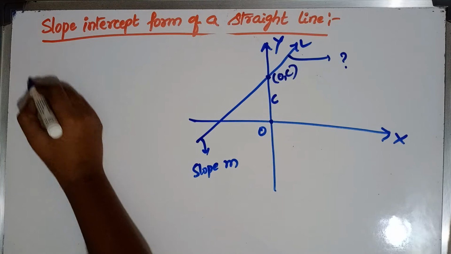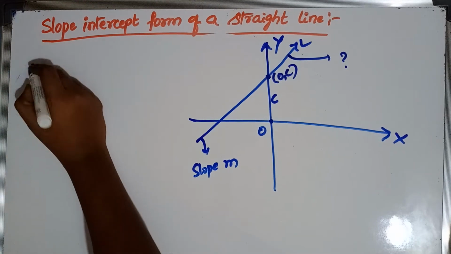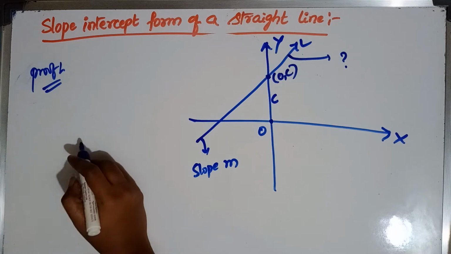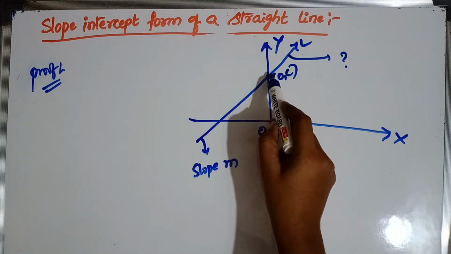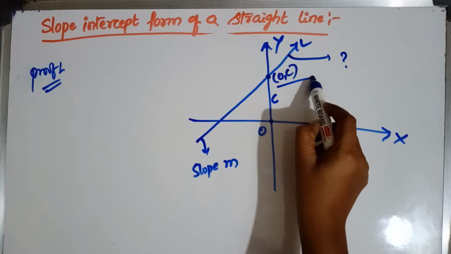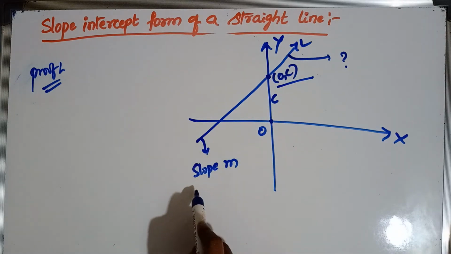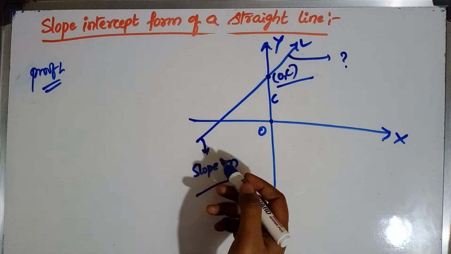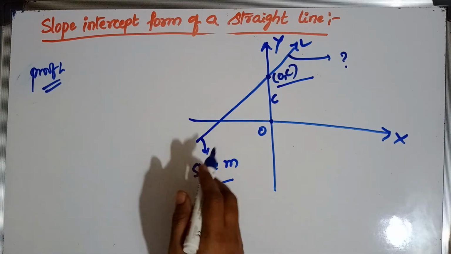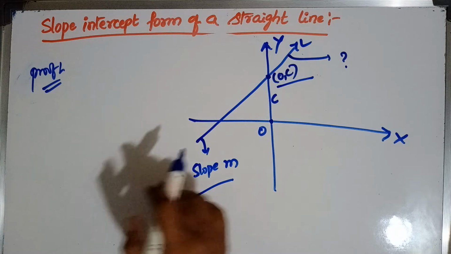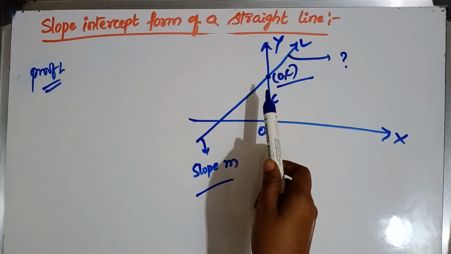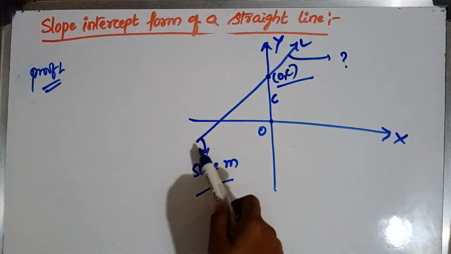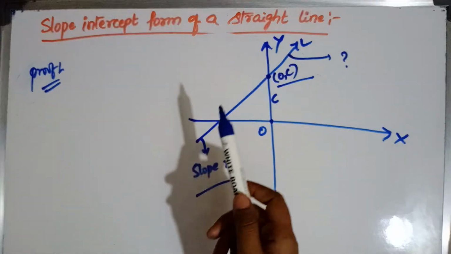Solution, proof. Since this line passes through the point (0, c) and the slope of the line is known to us, we can make use of the slope-point form of the line to derive the slope-intercept form of the straight line. We know the slope of the line, so we can easily derive the equation of the line by using the slope-point form.